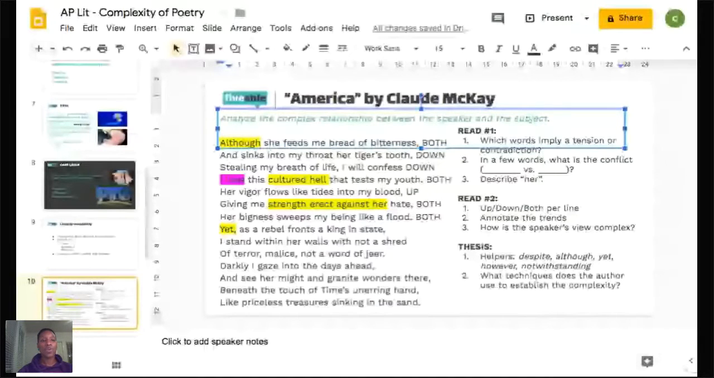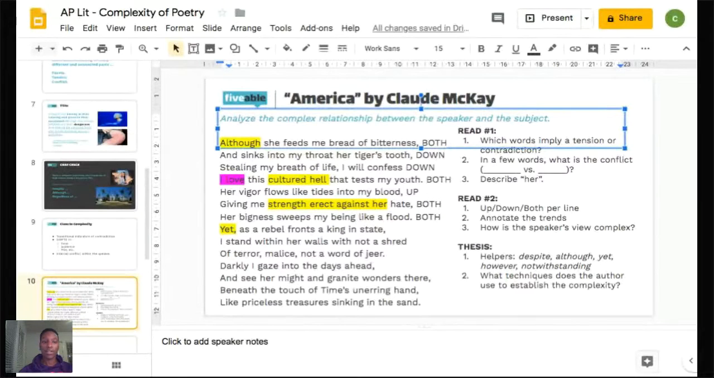"So I stand within her walls with not a shred of terror, malice, not a word of jeer." Again, is this the expectation that we have from the speaker who is at every turn torn down by this she? Not necessarily, right? So then we have more tension. This adds to the tension within him. "So I stand within her walls with not a shred of terror, malice, not a word of jeer."